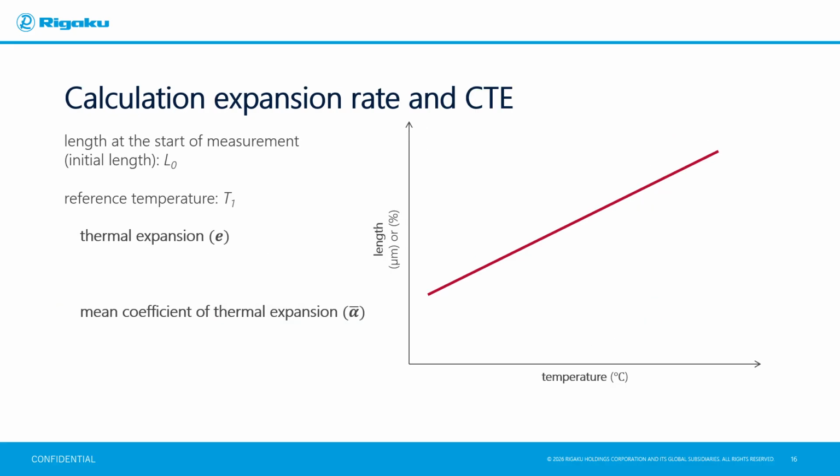As the main analysis of TMA, the sample's thermal properties, thermal expansion rate E, and mean coefficient of thermal expansion CTE alpha bar are calculated. Let L0 be the initial length of the sample at starting temperature, L1 be the sample length at reference temperature T1, and L2 be the sample length at the arbitrary temperature T2, at which the thermal properties are determined. The thermal expansion rate represents the percentage of expansion that occurs between the reference temperature and any given temperature.